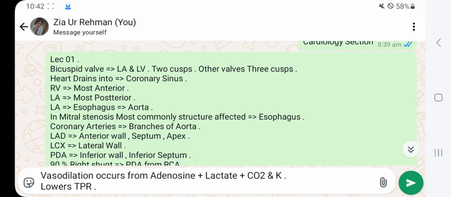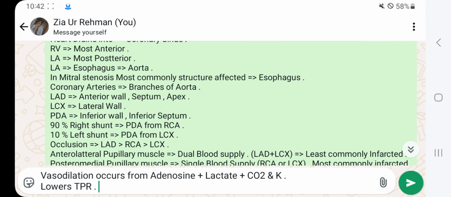Coronary arteries are the branches of the aorta. LAD supplies the anterior wall, septum, and apex. Left circumflex supplies the lateral wall. PDA supplies the inferior wall and inferior septum. In 90% of people, right dominant, the PDA comes from the right coronary artery. In 10%, left dominant, the PDA comes from the left circumflex.